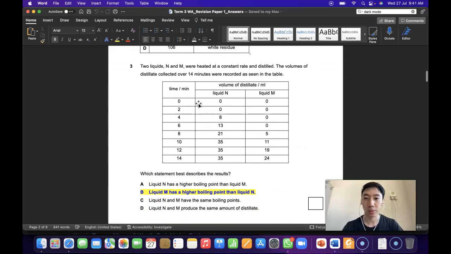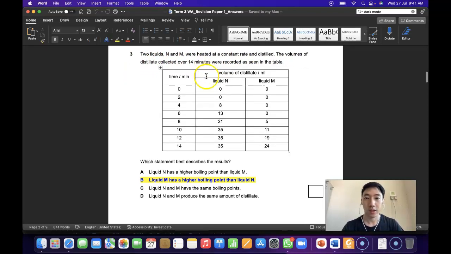Question 2 says, two liquids N and M were heated at a constant rate and distilled, and the volume of distillate was collected over 14 minutes. We can see that N starts to evaporate first, and it is being collected first, and then M is at a later time. That means that M has a higher boiling point. It takes a longer time to evaporate as compared to the liquid N. So the answer is B.